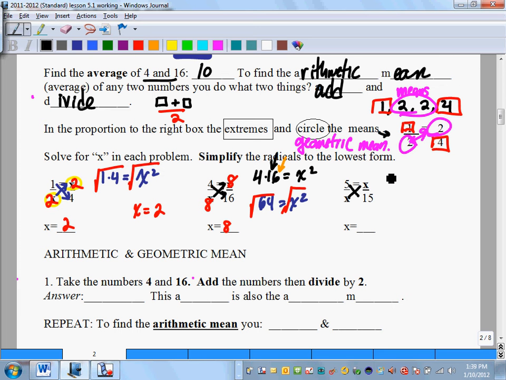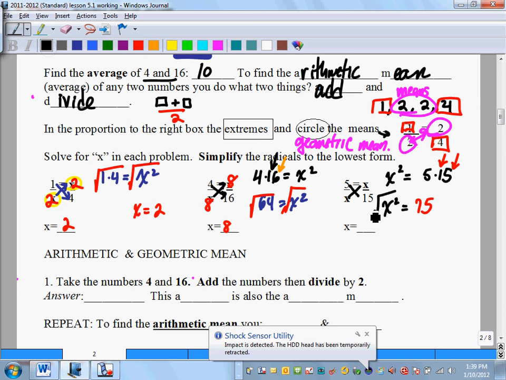Now let's try this. We are going to cross multiply again. We have x squared equals 5 times 15. 5 times 10 is 50. 5 times 5 is 25. 50 plus 25 is 75. Now, obviously this isn't a perfect square, so you need to be able to do this both ways.